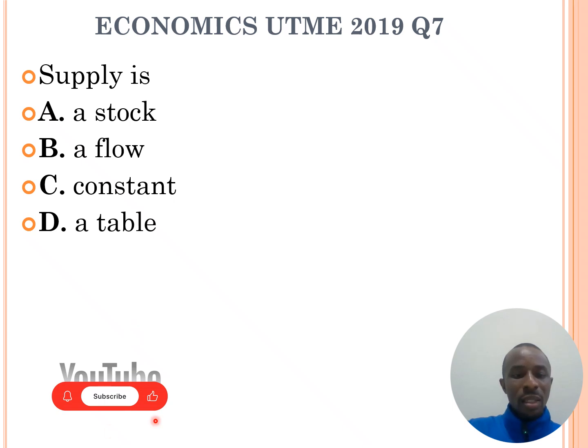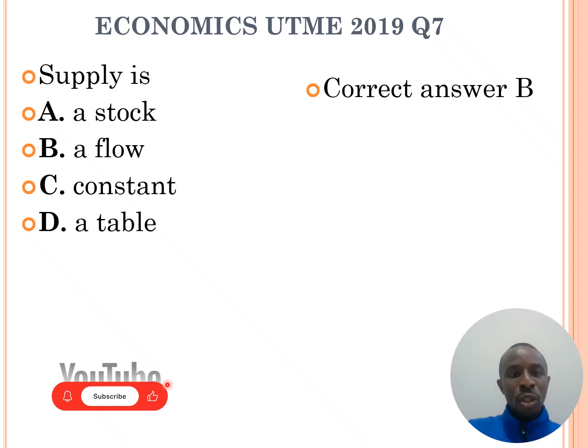supply is a flow. Supply is a flow because it is measured over time. Stock is measured at a time while a flow is measured over time. And supply is a quantity of goods and services that its producer is willing and able to offer for sale at a given price over a period of time.